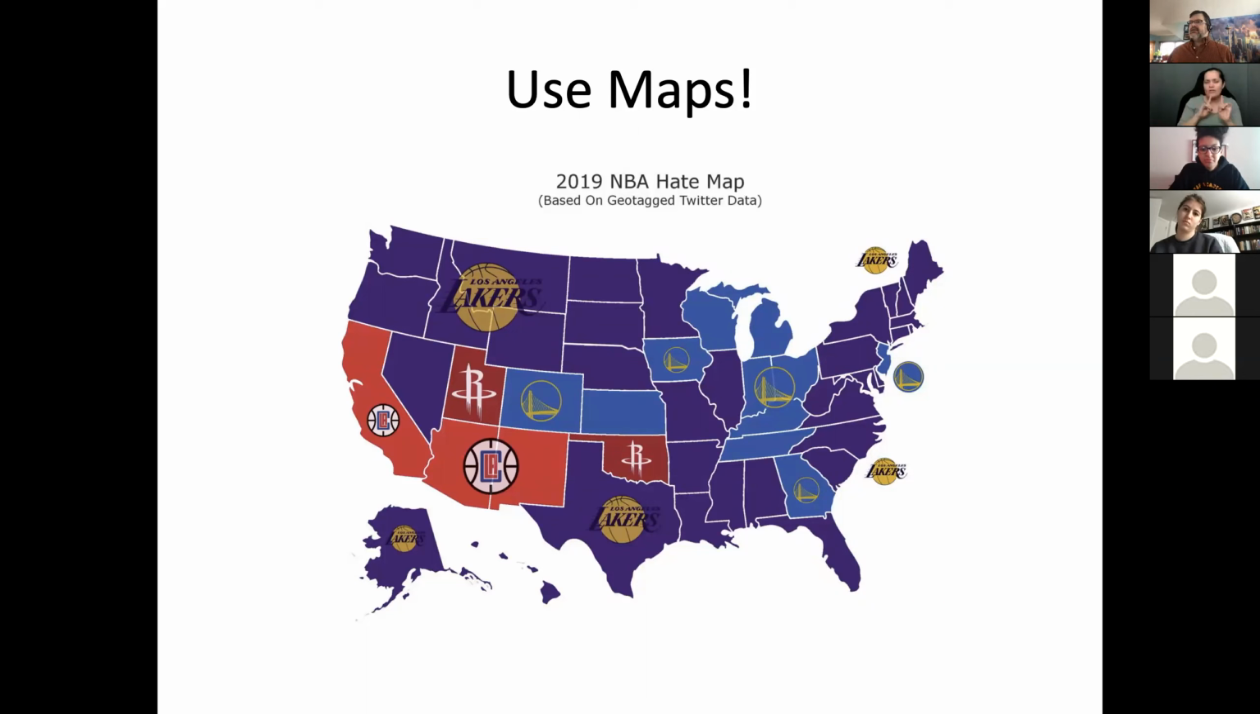So in California, the team hated most is the LA Clippers. Undoubtedly, this is a rivalry with the Los Angeles Lakers. Okay, and the Houston Rockets are the team hated most in Oklahoma or in Utah. And maybe rivalry with teams there, the OKC team and the Utah Jazz team. But it's the Lakers who are hated the most here overall.